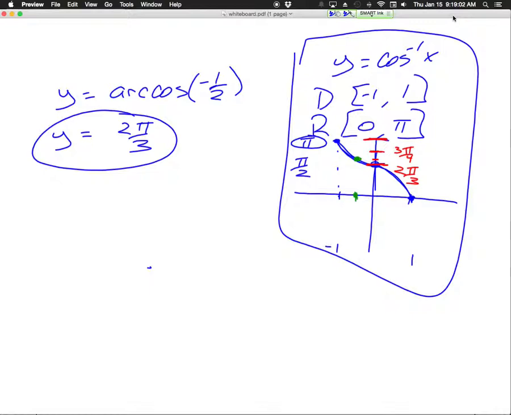All right, we will stop there. Tomorrow we'll look at inverse tangent, and then we will get into working some problems like this.